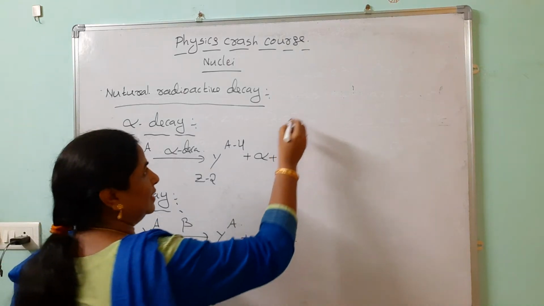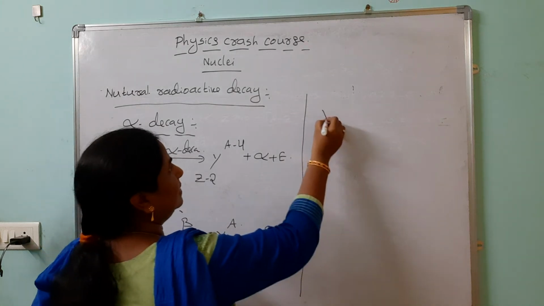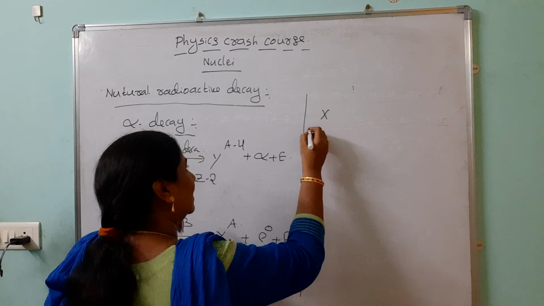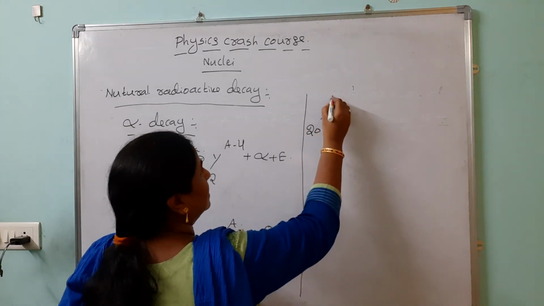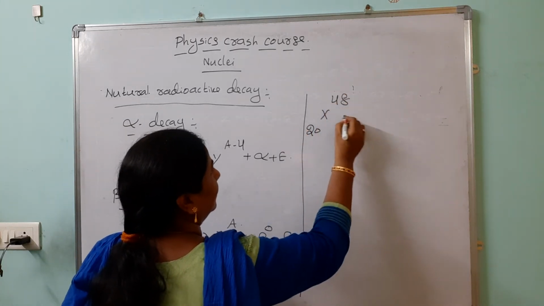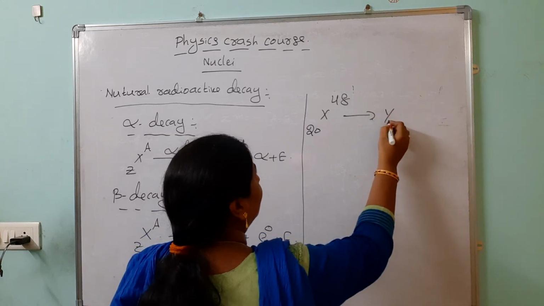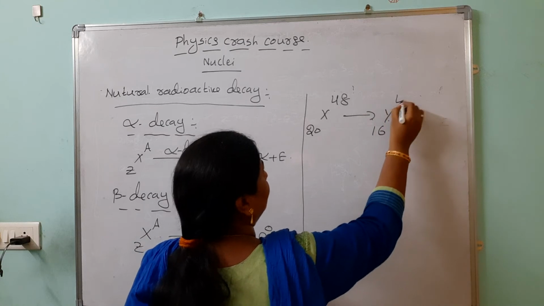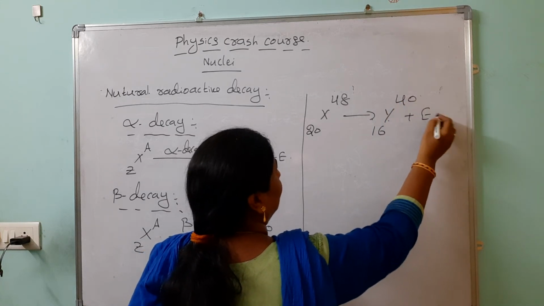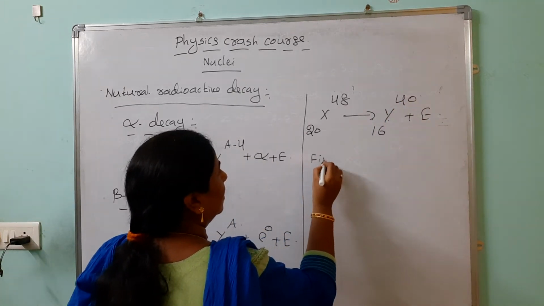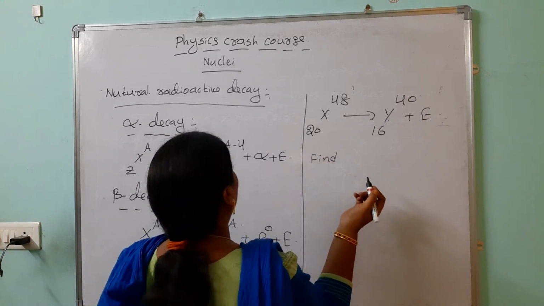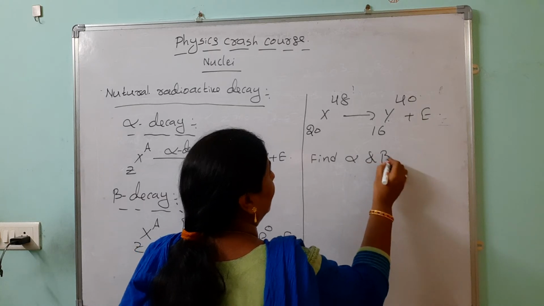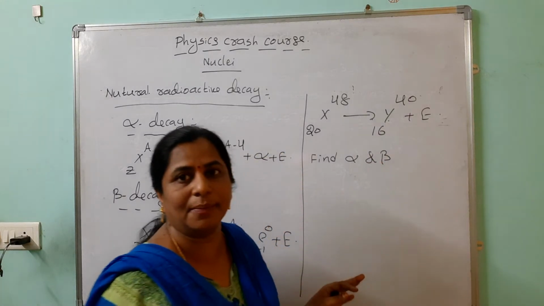Suppose they ask a question like this: X, with atomic number we take like 20, and this is 48. After that, it gives this is 16 and this is 40, plus some energy. How many alpha decays and beta decays are there? Find the alpha and beta decay. How many alpha particles and beta particles are released?